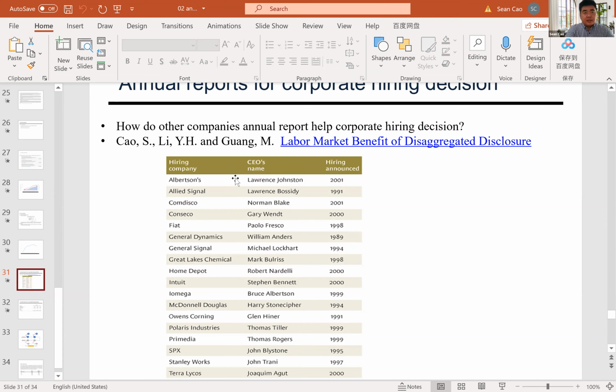So let's look at this. What's this about? For example, let's say Fiat hired a CEO in 1996. You know what Fiat is, right? It's a small car, a very tiny car. It's like a Smart, a compact car. And we have Intuit hiring Steven in 2000. Do you know the company Intuit? Do you know about that?